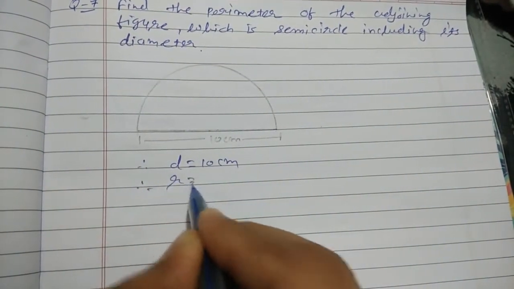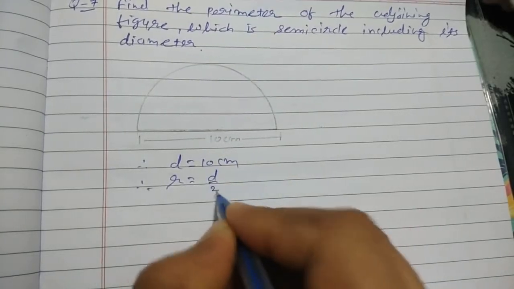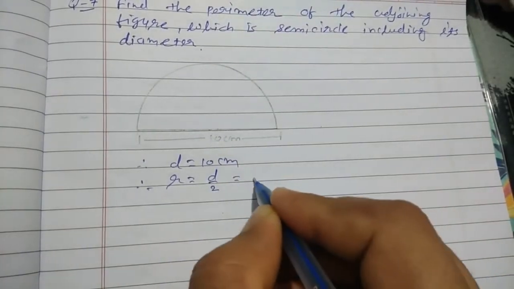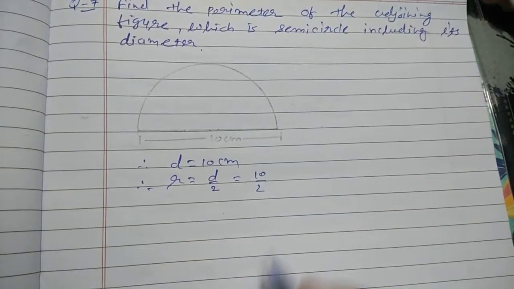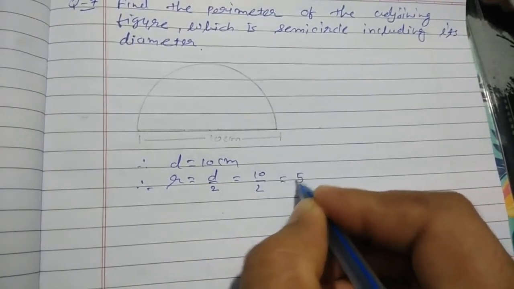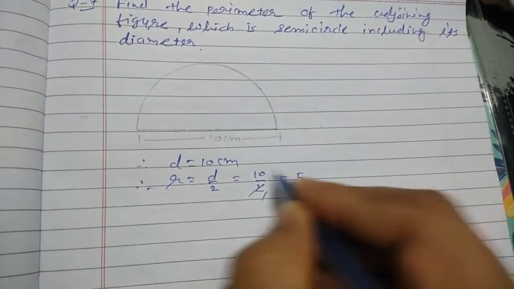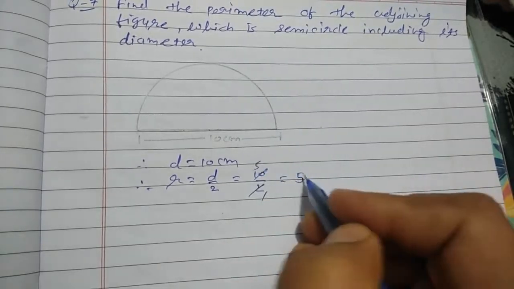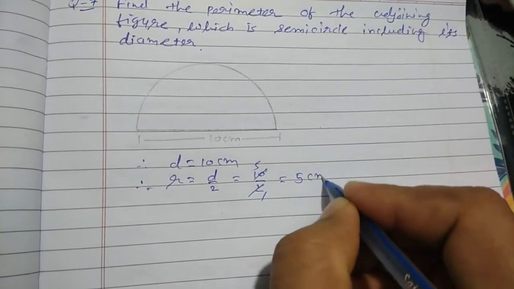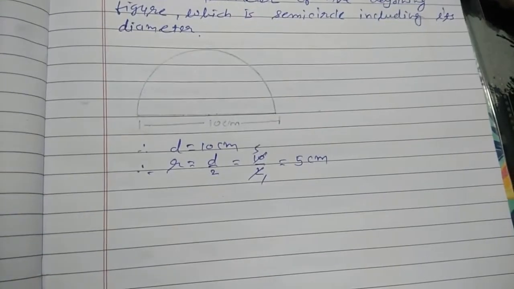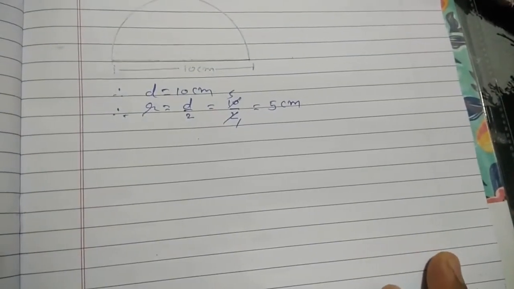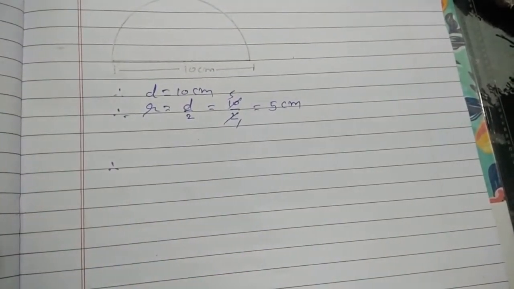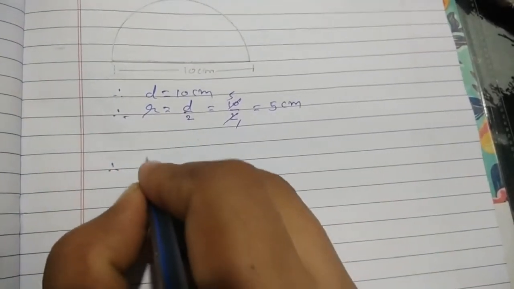And therefore what will be our radius, that is diameter divided by 2, that is equal to 10 divided by 2, and that is equal to 5. 2 ones are 2, 2 5s are 10, so that's why 5 centimeter. Now we have to find the perimeter of this figure.